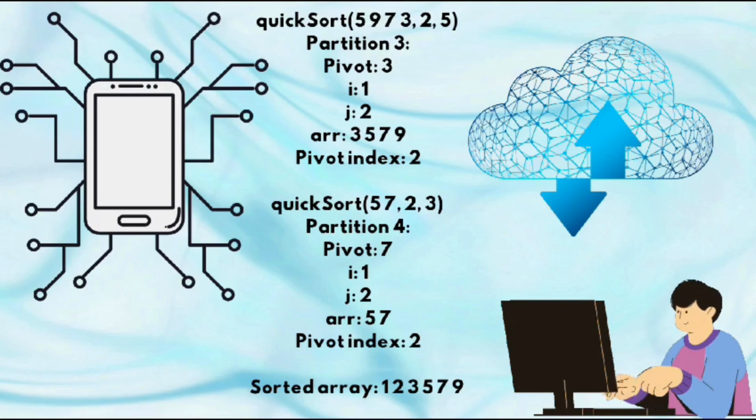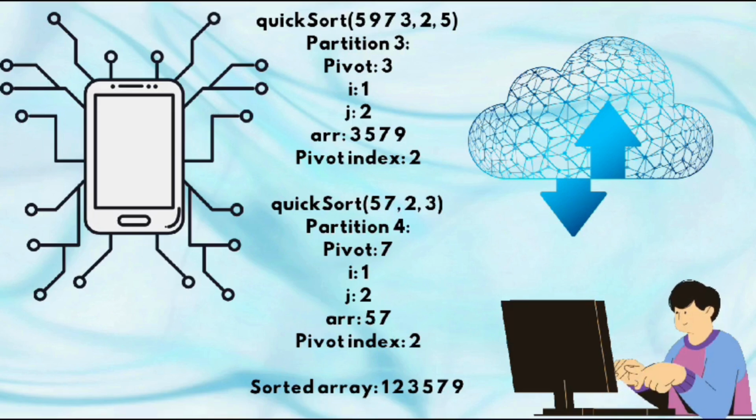Partition 3: pivot 3, i 1, j 2, array becomes 3 5 7 9. Pivot index 2. Quicksort 5 7, low 2, high 3. Partition 4: pivot 7, i 1, j 2, array becomes 5 7. Pivot index 2. Sorted array: 1 2 3 5 7 9.